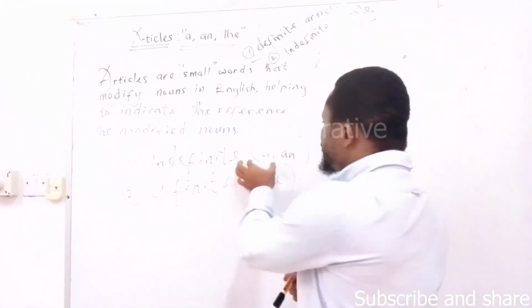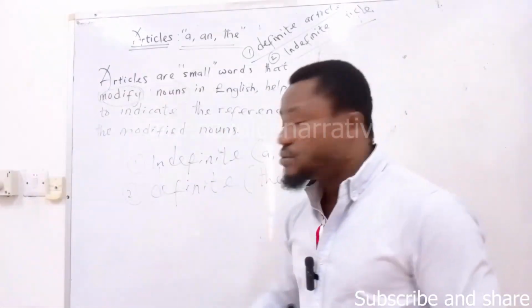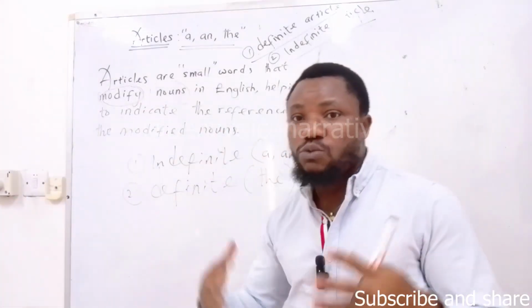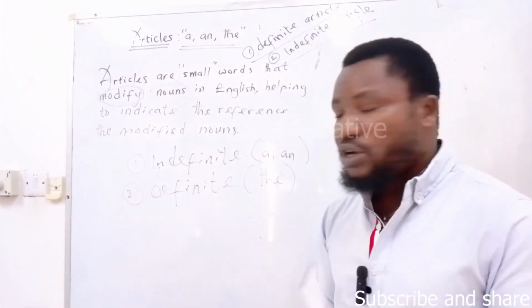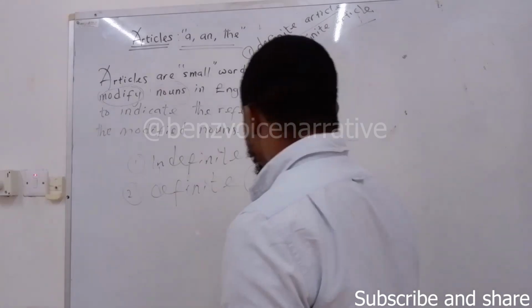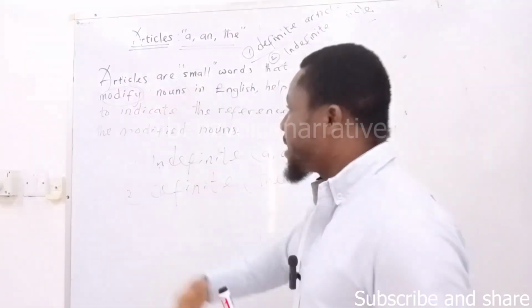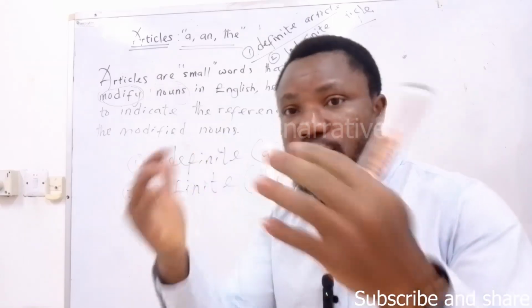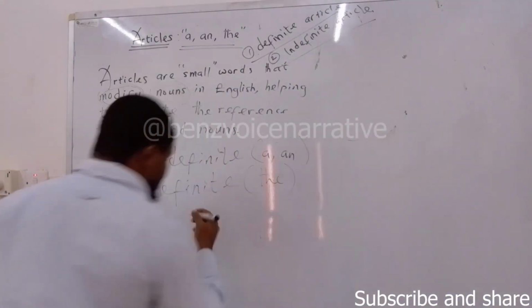Okay, so how do we use a? Article a, which is an indefinite article, is an article that comes before a word that begins with a consonant sound. While an is an indefinite article that has to modify any word that begins with a vowel sound. Let's have examples.